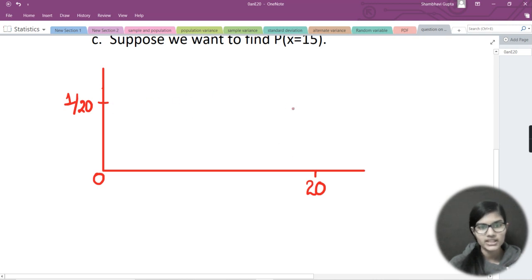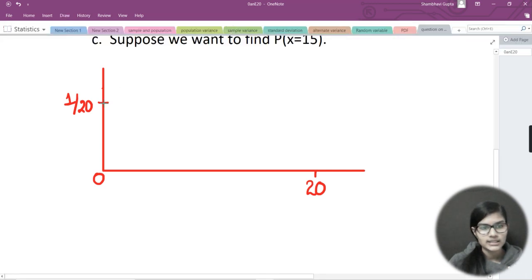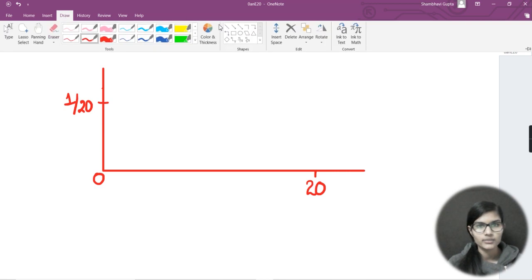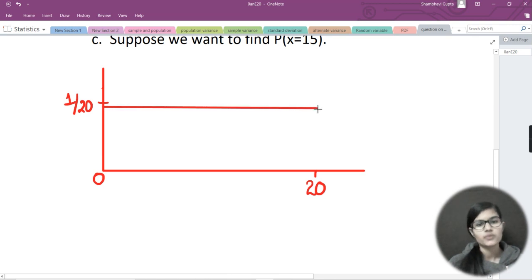So I will draw simply a straight line till 20. Let me take a line and make it very neat. I don't want an arrow, I simply want a line. Let's make it clean and neat, and it will go till 20 like this.